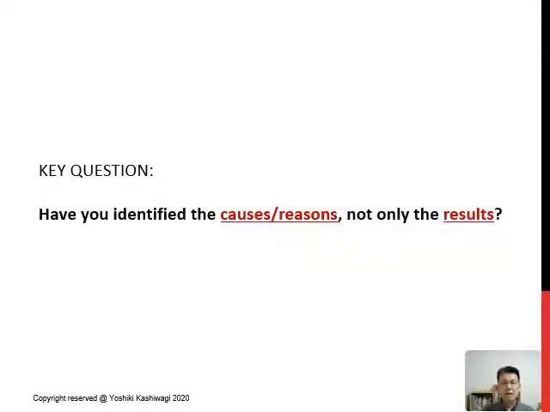That is the question I want you to repeat in any practical exercises or your job or your assignment or your presentation. Whenever you use data or a graph, please ask this question of yourself and make sure you identify or address the cause or reasons.